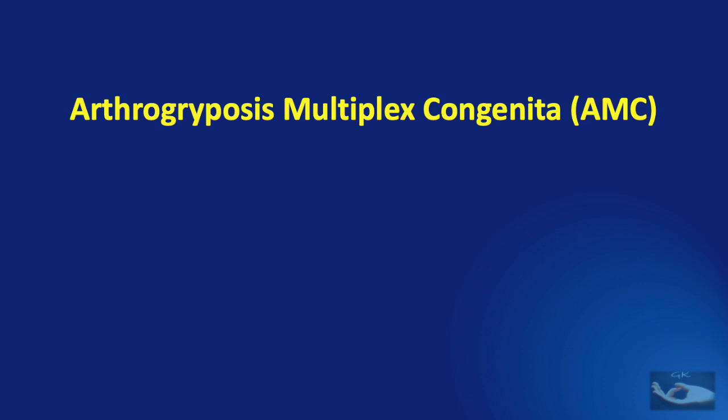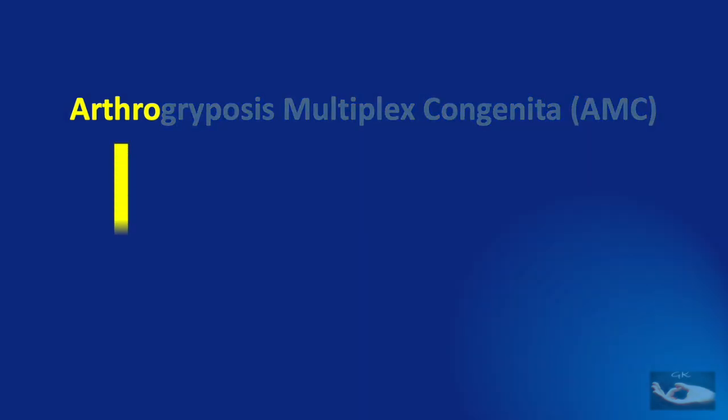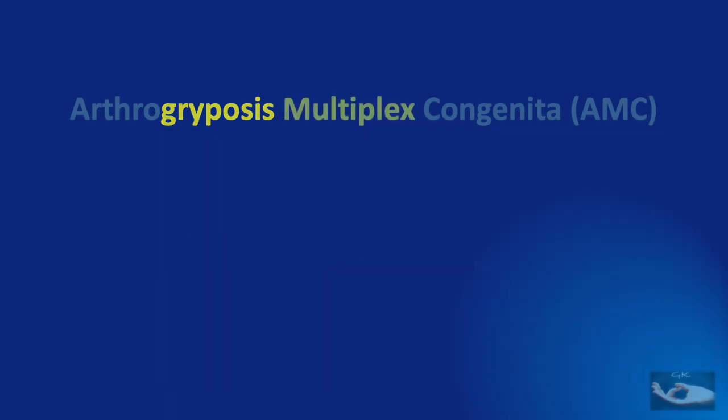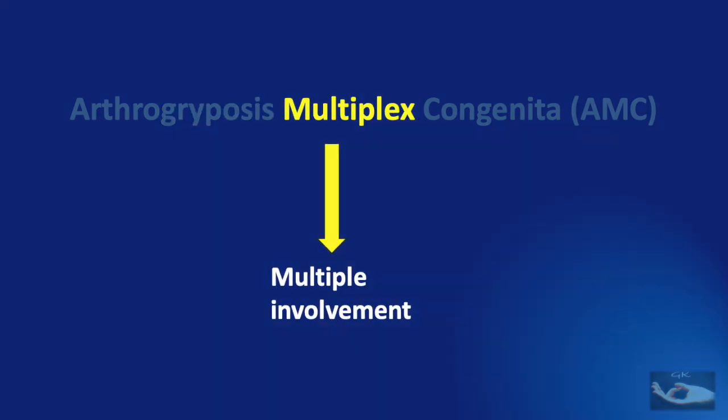The term Arthrogryposis Multiplex Congenita appears to be a very complicated word, but it has a very simple meaning. Arthro refers to involvement of the joint. Gryposis refers to hooking or hook-like curvature that occurs at the joints. Multiplex implies multiple joint involvement.